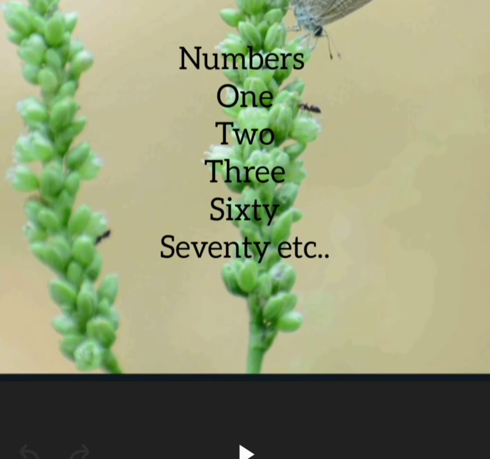The next one is numbers. Numbers are also considered as determiners. 1, 2, 3, 60, 70, like we know the numbers. Such kind of numbers are considered here as determiners. Any number we can consider as determiners.